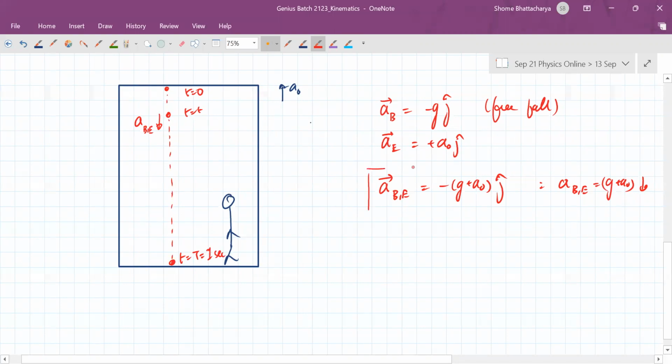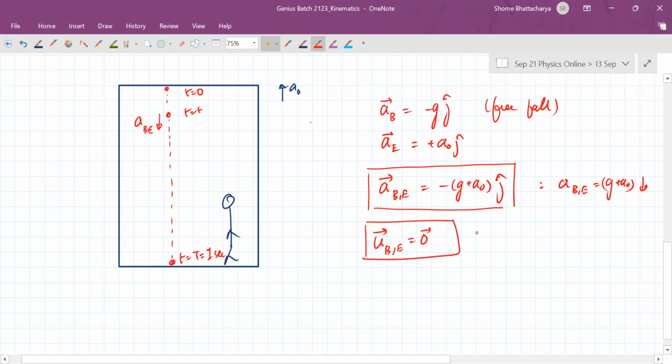So this is one important thing. The other thing which is important here is what is the initial velocity of the bolt with respect to the elevator. It's stuck to the ceiling, and it's starting from rest, so this is 0. So this is important. Okay.